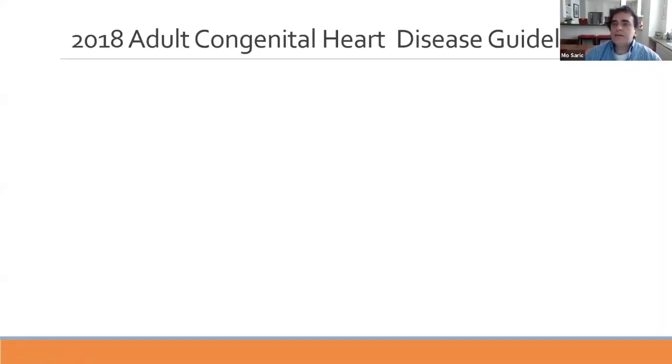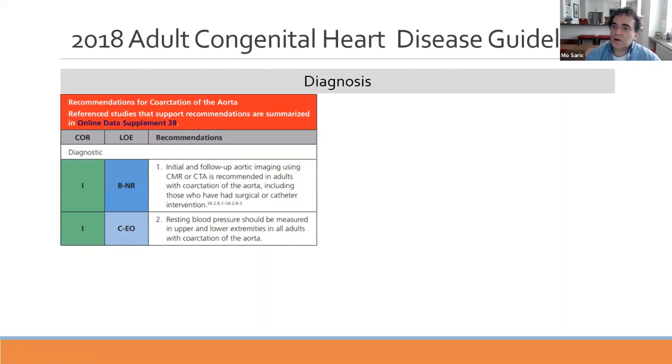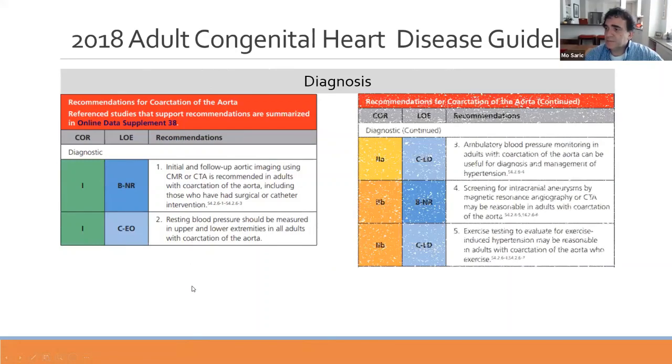Okay. According to 2018 adult congenital heart disease guidelines, the diagnosis of coarctation is established by echocardiography, can be established invasively through cardiac catheterization, but primarily by CMR or CTA, that is, magnetic resonance imaging and CT angiography. It's also important to measure resting blood pressure in the upper and lower extremities. Also, there are recommendations using ambulatory blood pressure measurement, screening for intracranial aneurysm, and sometimes exercise testing to evaluate for exercise-induced hypertension.